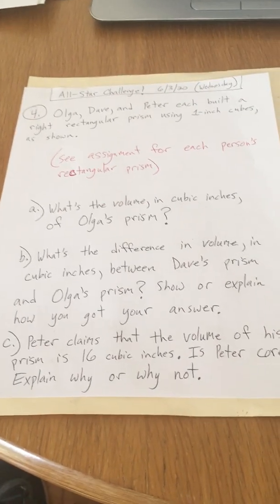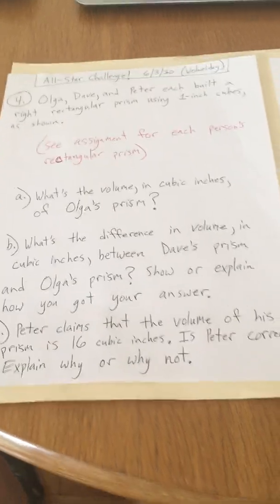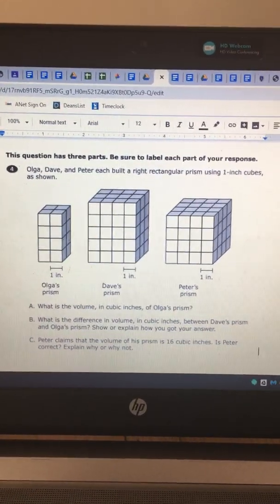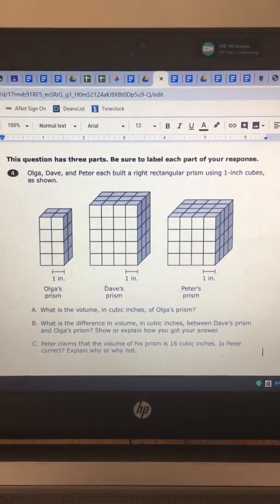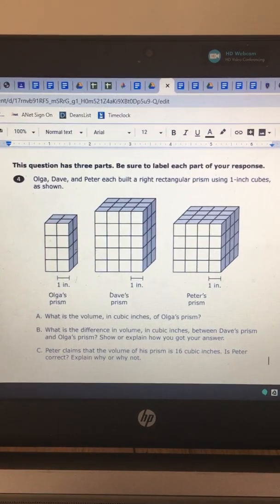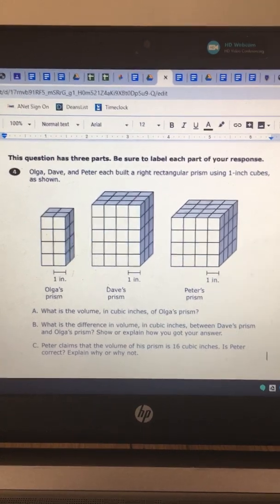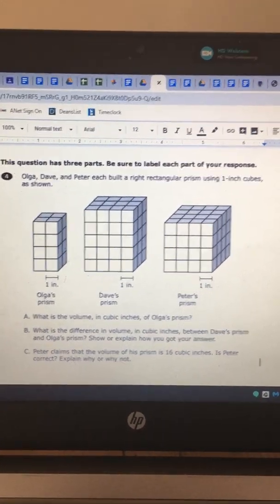Here is the All-Star Challenge problem, number 4 on your Google Classroom assignments. I'll show you the actual assignment itself because I could not draw those squares as well as I should have been able to. So pause here, but you should be able to just find it in your Google Classroom. It says this question has 3 parts. Be sure to label each part of your response. So it happens to be question number 4.